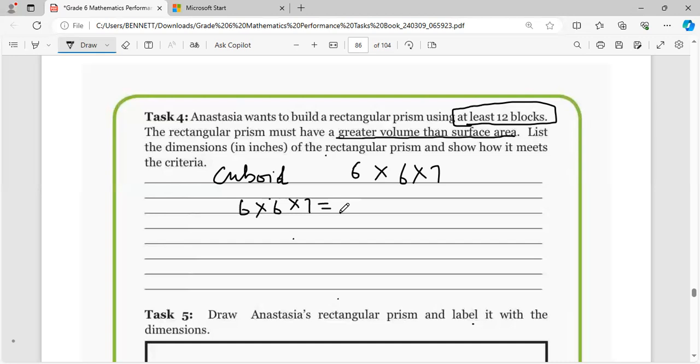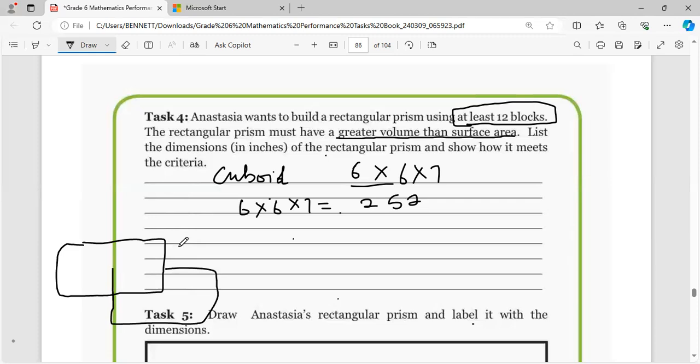So let me multiply that. So that's 252. In order to find the total surface area, what we have to do is find the area of each of the shapes. You have 6 shapes on it, faces. So you're finding the area of all the 6 faces. Let me give you guys a brief of how to do it. The other day I posted a total surface area video on the YouTube channel. You guys can check that out.